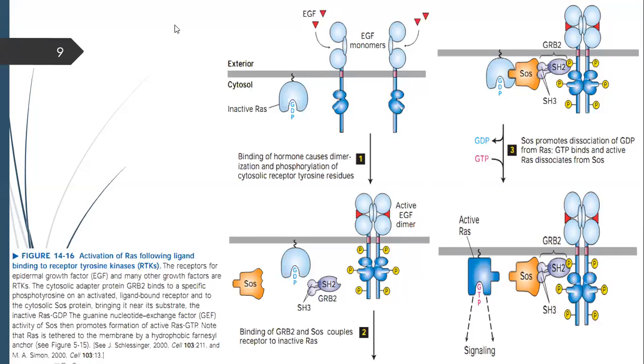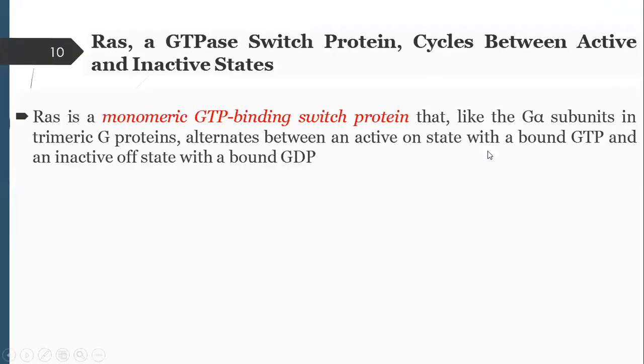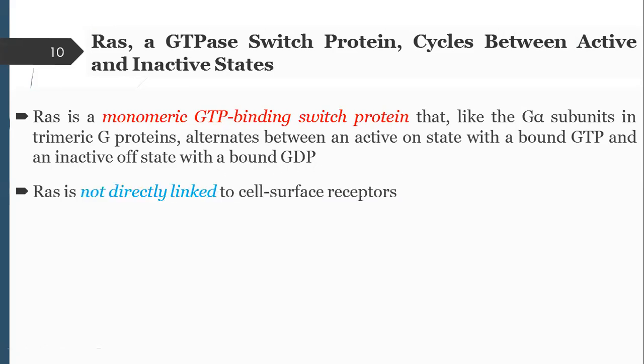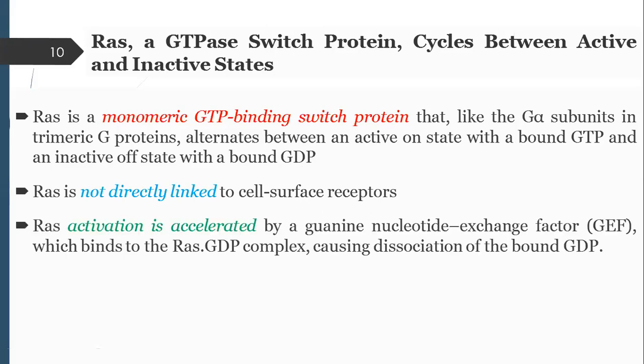Yes, sir. Okay, and after that, this is again RAS, a monomeric G protein switch, like the G alpha subunit of the trimeric G protein. If it is bound with GTP, it will be active, and if it is bound with GDP, it will be inactive. So RAS is not directly linked to the cell surface receptor. We already talked about this: they are linked through adapter proteins, and RAS activation is accelerated by the exchange factor.